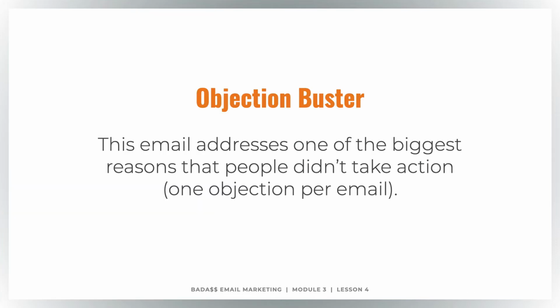Now, the next type of email to use is an objection buster. This email is to address one of the biggest reasons that people didn't take action. And you're going to use 1 objection per email. So you might have 2 objection busters in a single email sequence, but each one of them will only cover 1 objection. In one of the swipe files included here in this section, you'll see I have this.